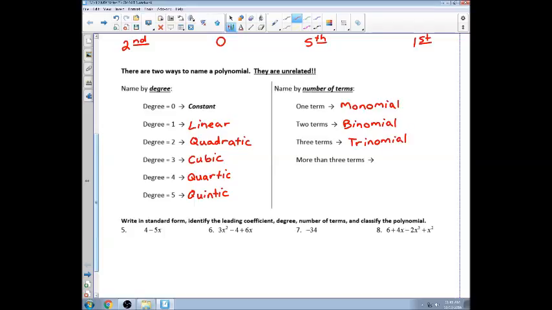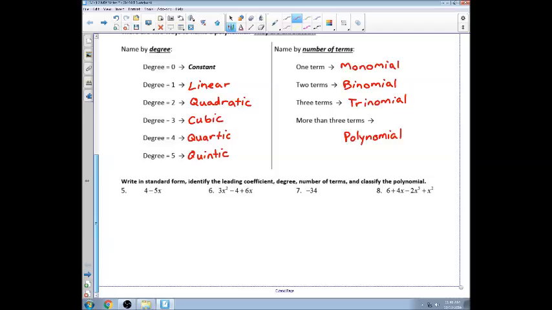More than 3 terms, so 4 or more is going to be a polynomial. There's no special name for something that has 4 or more terms. All right. On to the next section. Write in standard form. Identify the leading coefficient, the degree, the number of terms, and classify the polynomial.